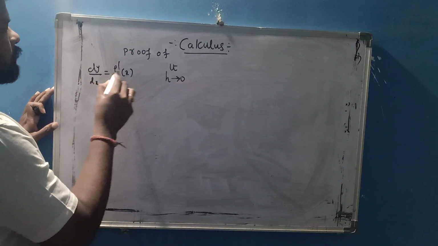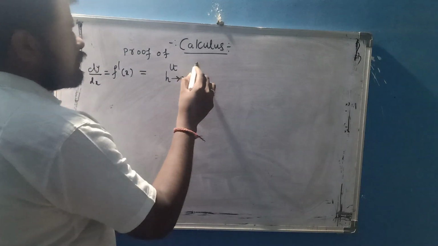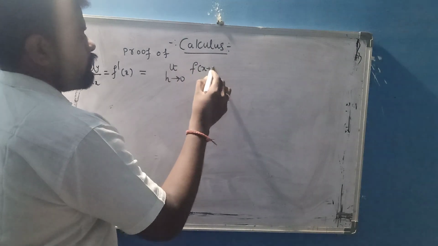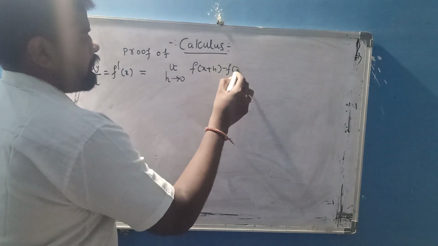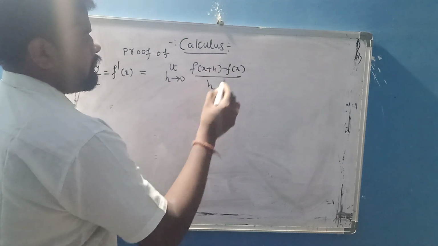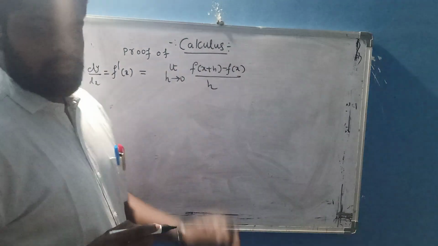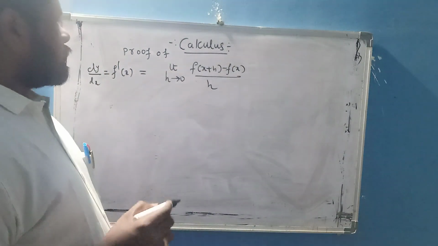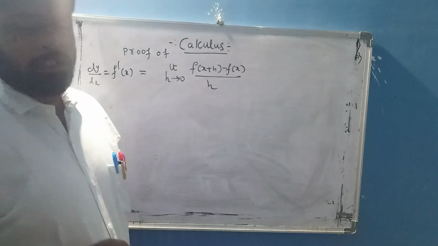dy by dx equal to f dash of x equal to limit h tends to 0 of f of x plus h minus f of x by h. This proof I will discuss. After that, I will give two examples. Please listen. This is the most important in calculus.